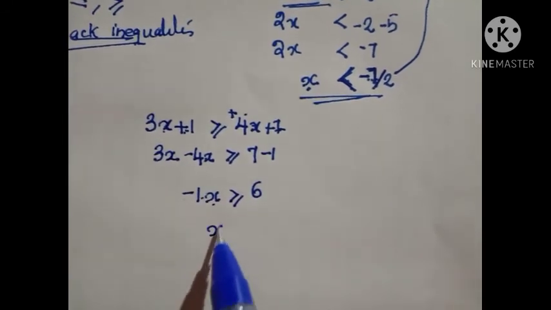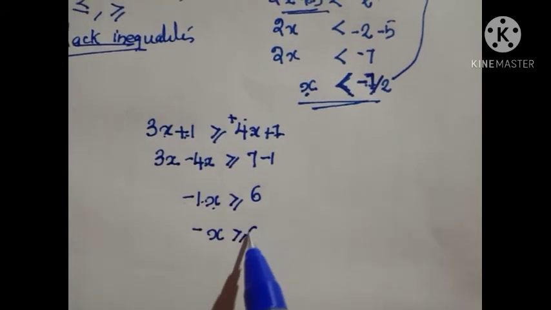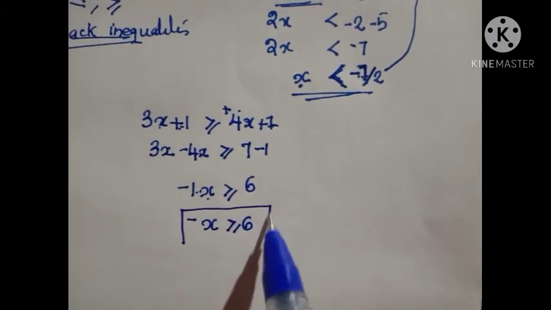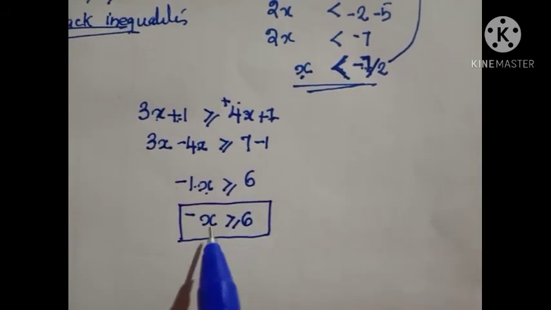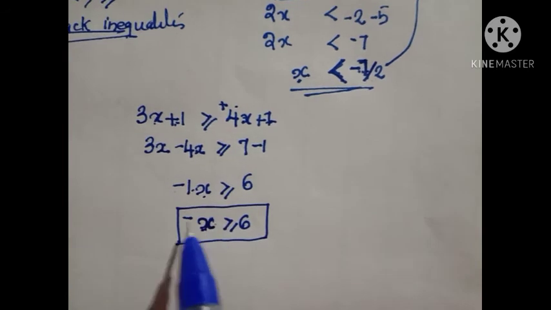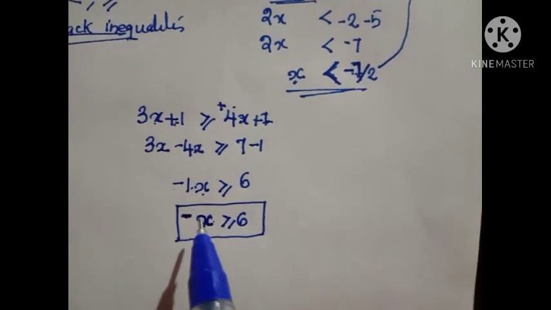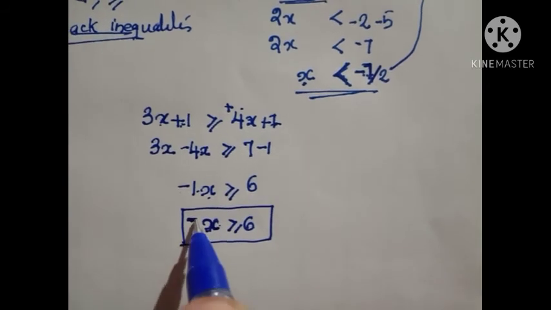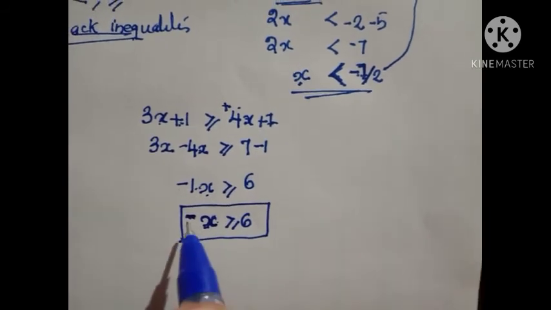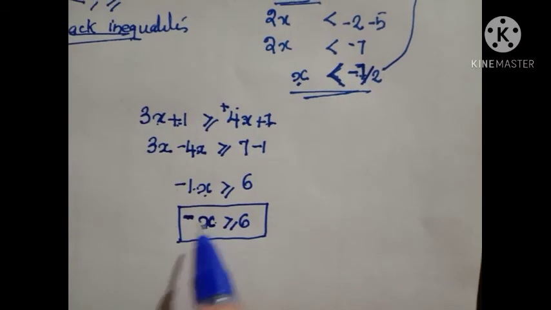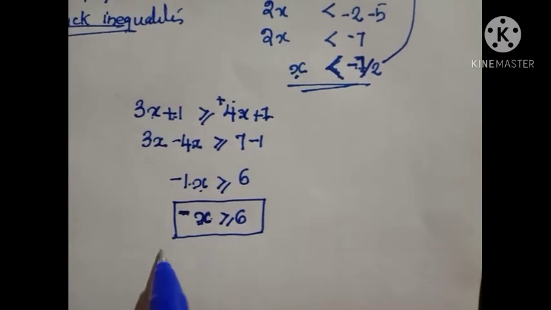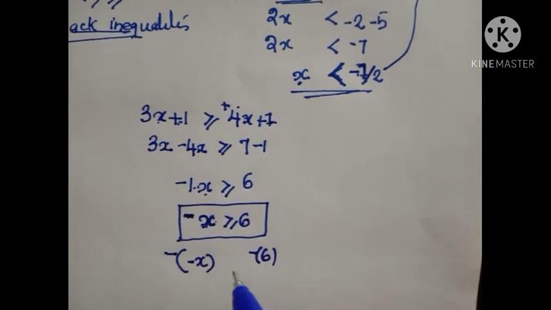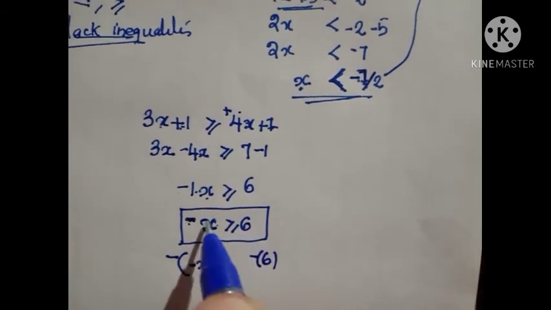Minus 1x is the same as minus x, which is greater than or equal to 6. Now listen, here we need to apply a condition because x carries a negative sign. So we need to remove this negative sign. To remove this negative sign, we have to multiply throughout by what? Negative. So negative of negative x, negative of 6.